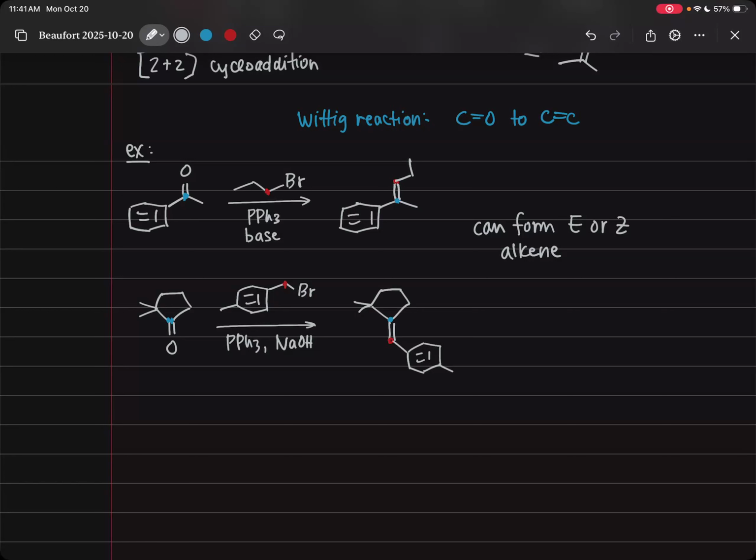This usually requires some sort of other catalyst to influence it to get it to be exclusively E or Z, cis or trans, whatever you want to call it. But without any of that additional stuff, you don't get very much selectivity.